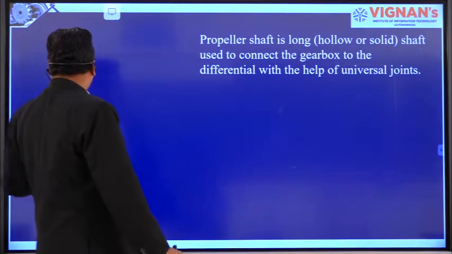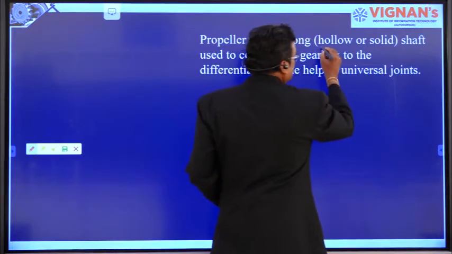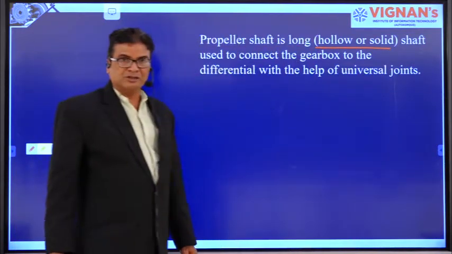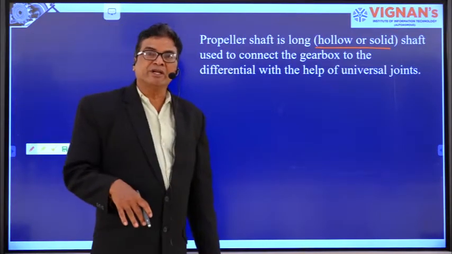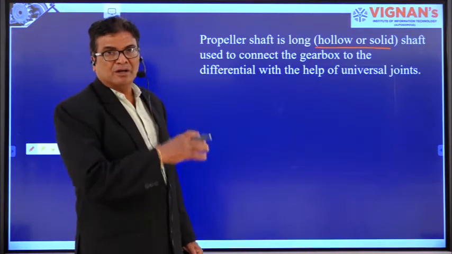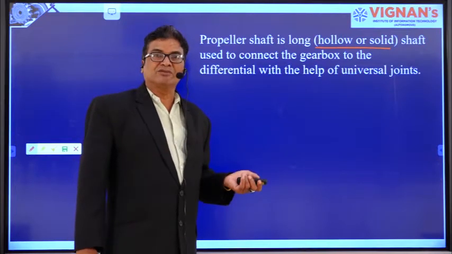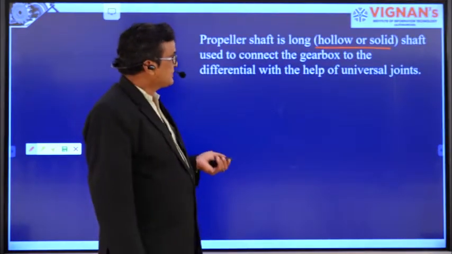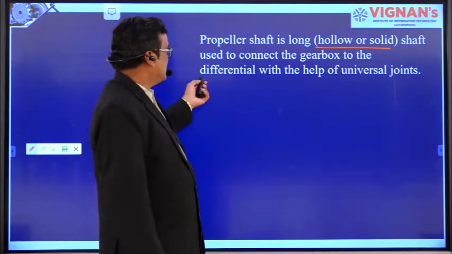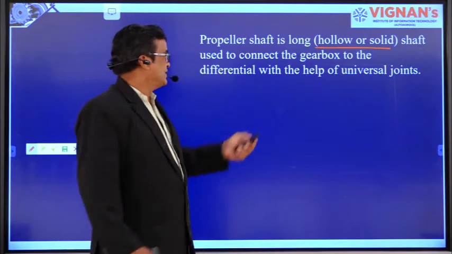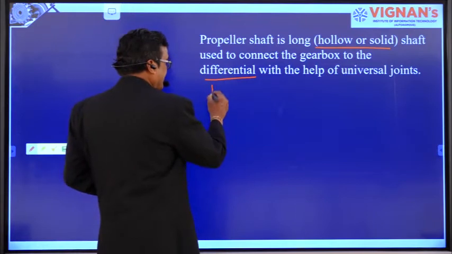So the propeller shaft is hollow in cross section. In some cases solid propeller shafts are also used, but in foreign countries they use solid propeller shafts. All Indian vehicles are mounted with hollow propeller shafts because of the concept of strength of materials. Hollow propeller shafts give more torque, and the propeller shaft is used to connect the gearbox to the differential. The differential means the rear axle, it is mounted on the rear axle.